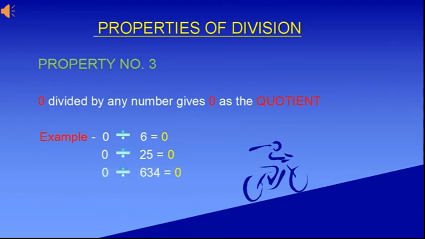Property number 3. 0 divided by a number gives 0 as the quotient. Or we can also say, when 0 is divided by any number, we always get 0 as the quotient. Examples: 0 divided by 6 equals to 0. 0 divided by 25 equals to 0. 0 divided by 634 equals to 0, and so on.